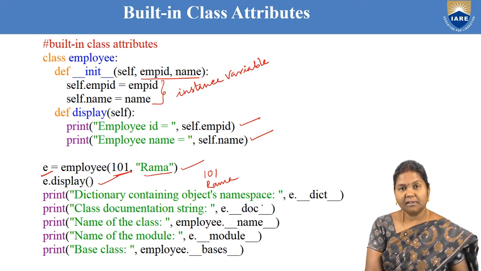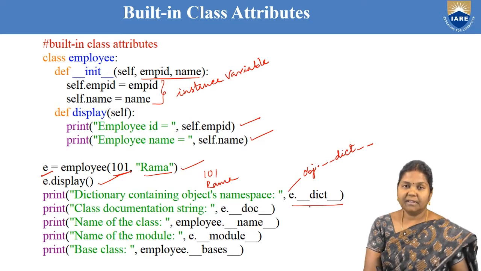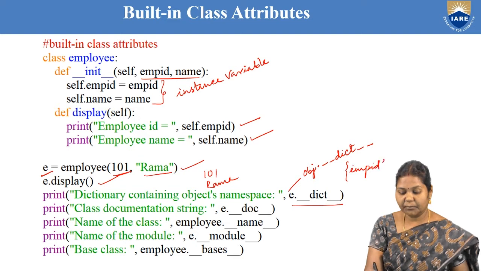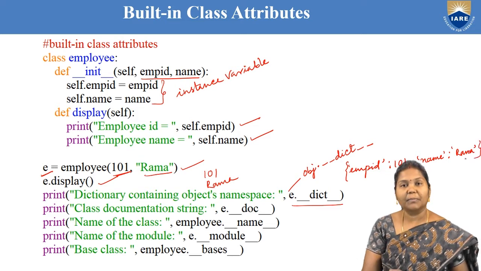So, for the object's namespace, we want to print it in dictionary format. We can write the object name, dot, the built-in attribute name, which is the dict attribute. It will represent the object's namespace in dictionary format. Object E has two instance variables, so it will display in dictionary format like this. The first one is employee ID, and the value is 101, comma. The second one is name, and the value is Rama. So, it will give this output in dictionary format.